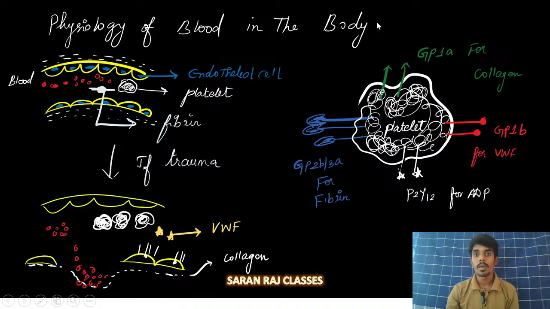Physiology of the blood in the body. Consider a blood vessel. This yellow color region is the blood vessel. We have the red blood cells, and we have the endothelial cells here. Every blood vessel has endothelial cells, and blood is normally moving through the blood vessel. Beneath the blood vessel we have the collagen molecules. These collagen molecules are primarily used for blood coagulation. Consider this as the blood, and here we have platelets, WBCs, and fibrin molecules that are circulating in the blood vessels.